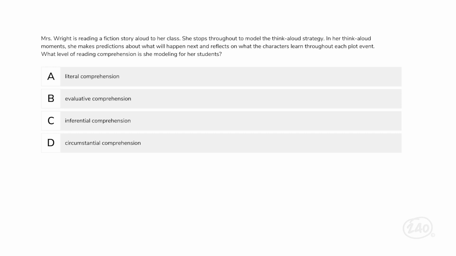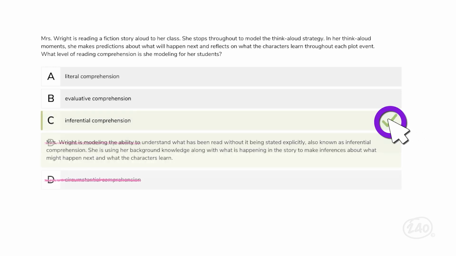Okay, right off the bat, we know that circumstantial comprehension isn't even one of the levels of comprehension, so we can ignore that one. This is the right one. The teacher was modeling the ability to understand what was read without it being stated explicitly, which is inferential comprehension. She is using her background knowledge along with what is happening in the story to make inferences about what might happen next and what the characters learn.